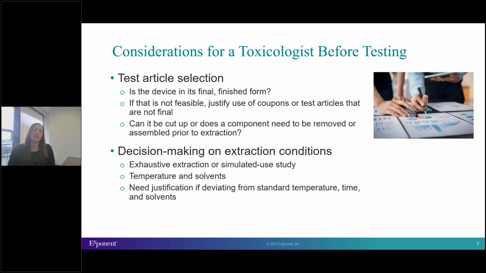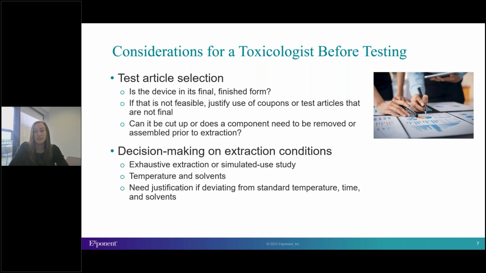And like I said, it's useful to include a toxicologist before your testing, and here are some of the considerations that we should and can be involved in. So one part is test article selection. We always ask, is the device in its final finished form? Of course, that's the ideal and that's the goal, but it's not always feasible. So we can help to select and justify the use of coupons or test articles that are not final. We're also helping with a lot of times making the decision of whether a test article can be or should be cut into smaller pieces to help with the extraction ratios.